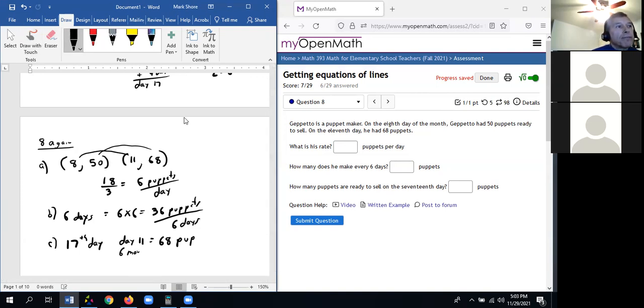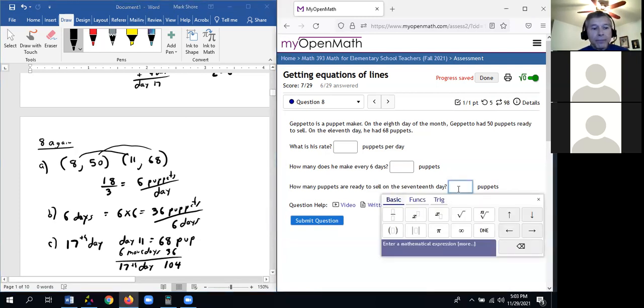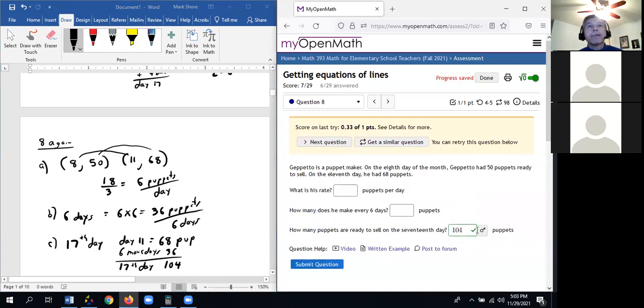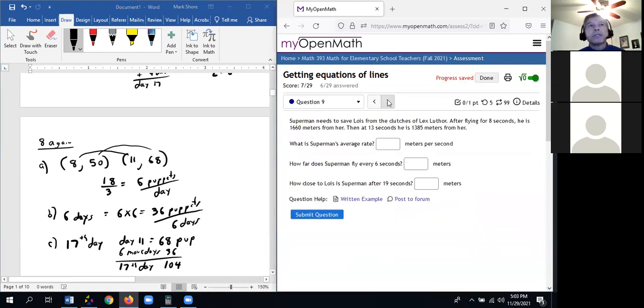Six more days. He has what, 36 more. So see, that gets us to the 17th day then. 11 plus 6 is the 17th day. And we add these up, I think you get 104. So it should be 104 puppets. And if we got this one right, you can be sure that we got all the rest of the parts right. Yep. All right, that's a pretty solid example.